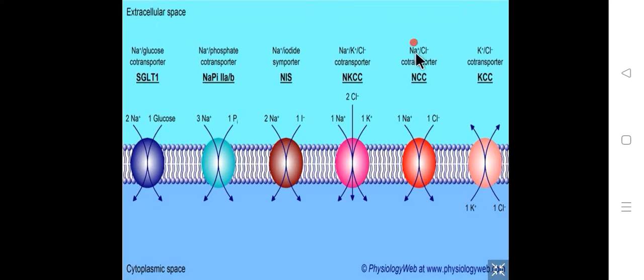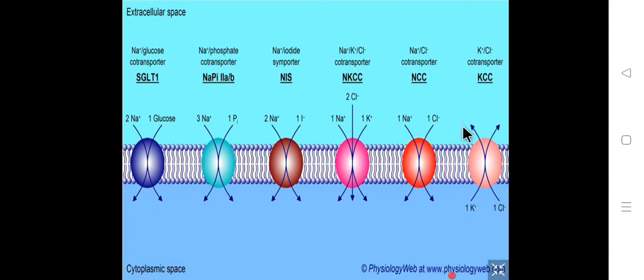Sodium chloride cotransporter, referred to as NCC, 1 sodium to 1 chloride, coupling stoichiometry of 1:1, moving the molecules in, so it's a cotransport. And then potassium chloride cotransporter, moving potassium out and 1 chloride out, coupling stoichiometry of 1:1.